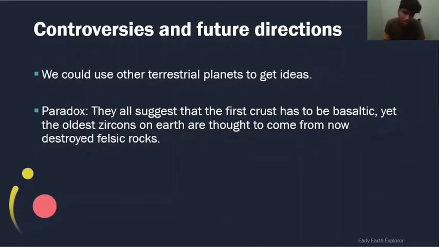Since our own record is this sparse, we can look onto other terrestrial planets to get an idea of what might be the nature of the first crust. But the problem is, it's a paradox, because all of the other terrestrial planets indicate that the first crust was mafic, but yet we have the oldest zircons on Earth that are believed to have come from felsic rocks. So it seems like the Earth's history is not exactly comparable to the other terrestrial planets in that sense. The origin of the Earth's first continental crust, the composition of that crust, and the mechanism by which it grew are all important open questions that could be explored further.